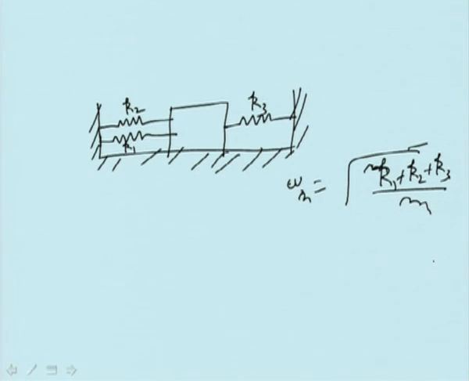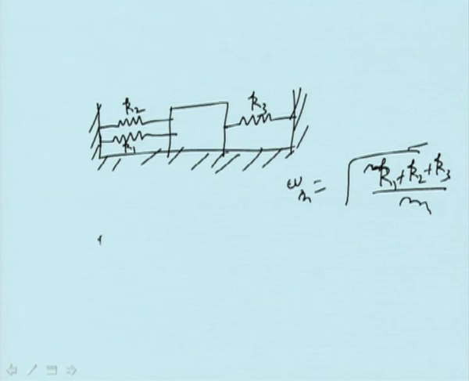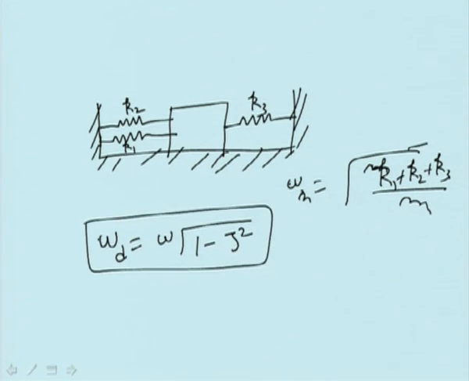So we have discussed the free vibrations in the absence of damping. We also have discussed the vibrations in the presence of damping. Now in the presence of damping, you can easily derive that the natural frequency will be omega times the square root of 1 minus zeta squared, where zeta is the damping ratio. So therefore the undamped natural frequency reduces by that factor.